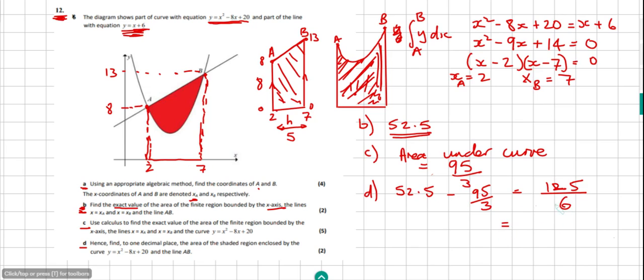And if I use the SD button on the calculator and round it up to one decimal place, I get 20.8. And that's it.